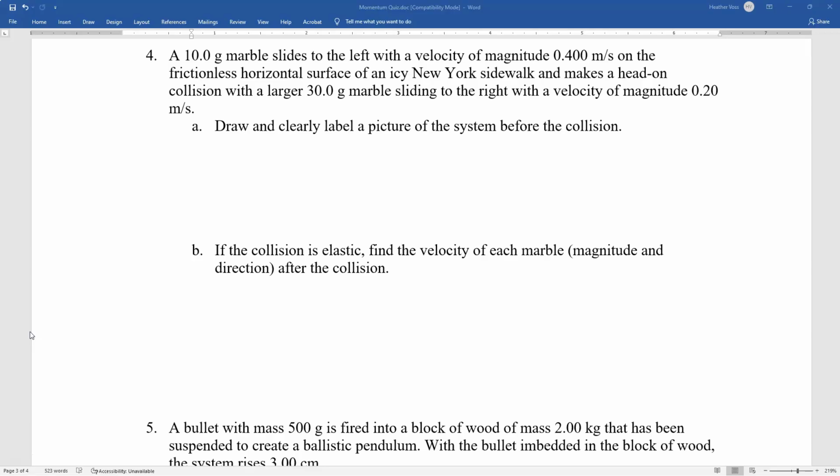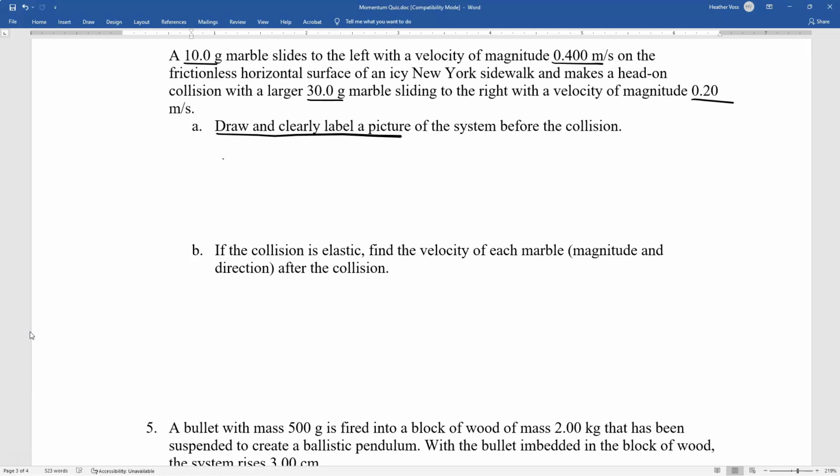So here we have a 10-gram marble sliding to the left with a velocity that has a magnitude of 0.4 meters per second. It's on a frictionless horizontal surface, icy New York sidewalk. It makes a head-on collision with a much larger marble that's sliding to the right. Okay, so we need a picture. You'll notice that I'm getting a little bit picky and saying, okay, now draw me a picture.